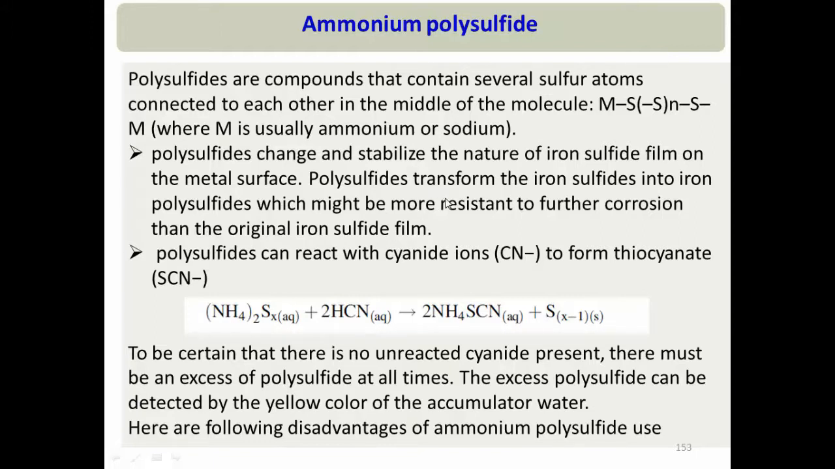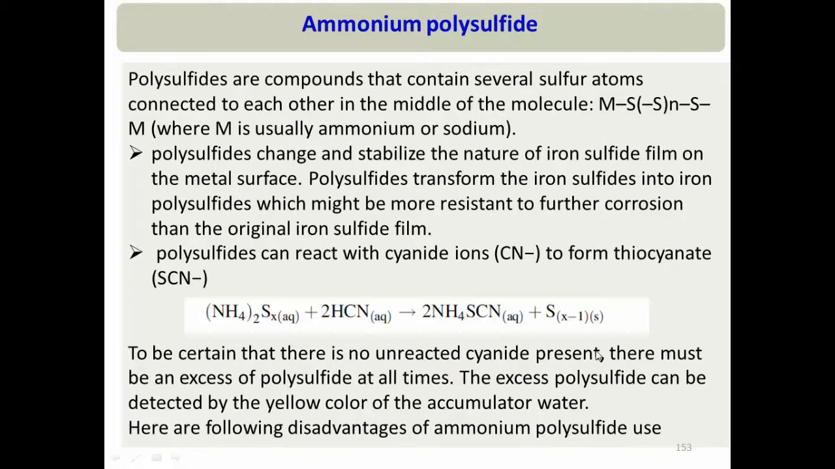This is one important role of ammonium polysulfide. Another is that polysulfide reacts with cyanide ion and produces thiocyanate, and thiocyanate is not a problem. It dissolves into the solution. To be certain that all the cyanide ion has been treated, we should add an excess amount of polysulfide. We can recognize that excess polysulfide is dosing by the color of the sour water, which generally turns slightly yellow because of the sulfur.